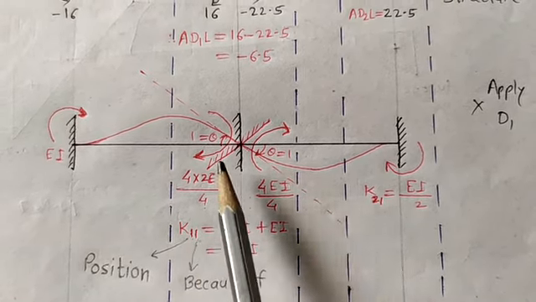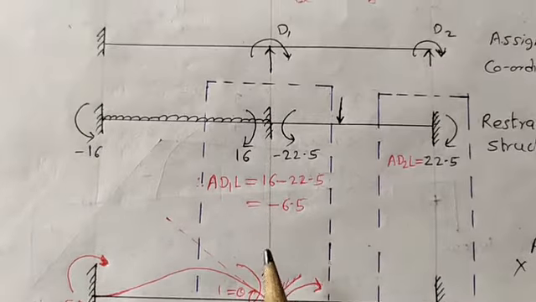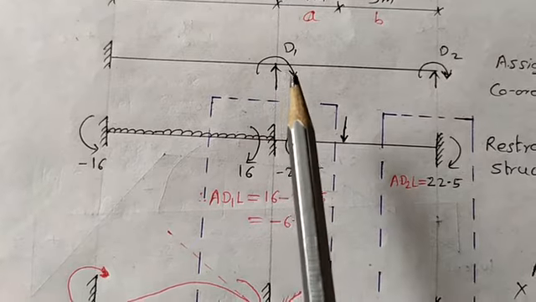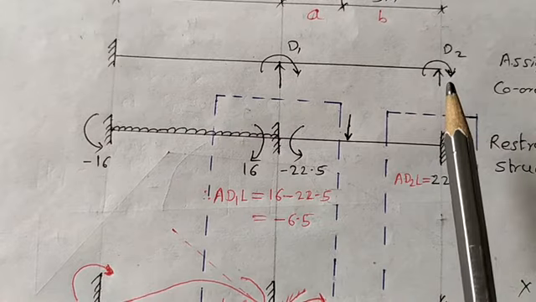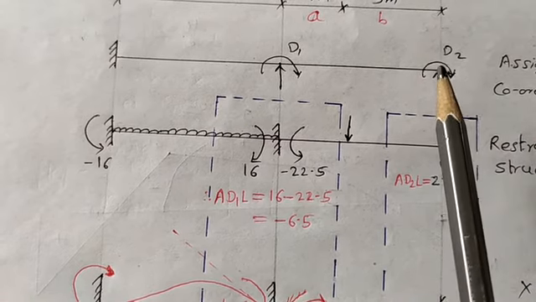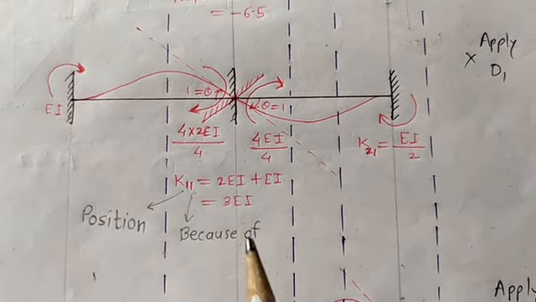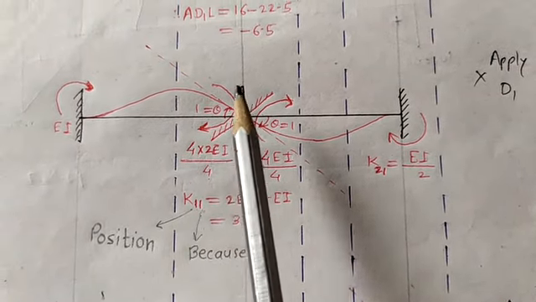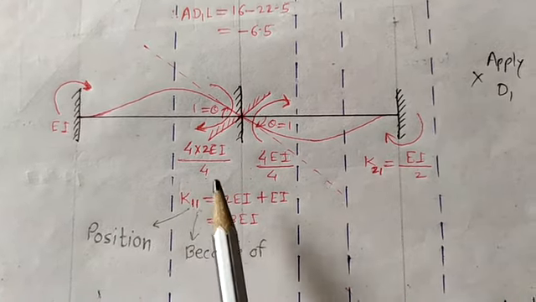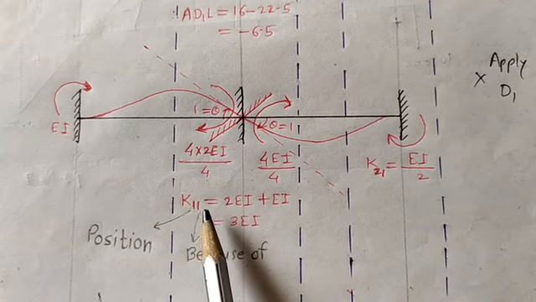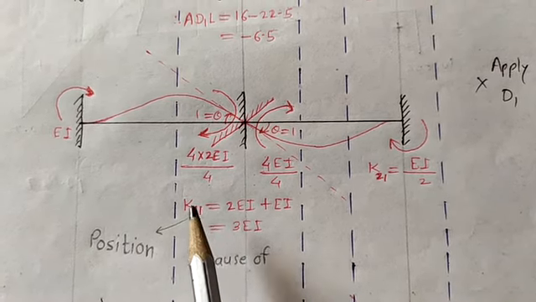Now this is the B position. For us it is the first position. Here we have taken the first unknown. Theta C is equal to D2, that is the second unknown, that is the second position. So this is the first position, that's why I wrote 1, and this total diagram is drawn because of application of the first unknown, that is D1. That's why this will be K11.